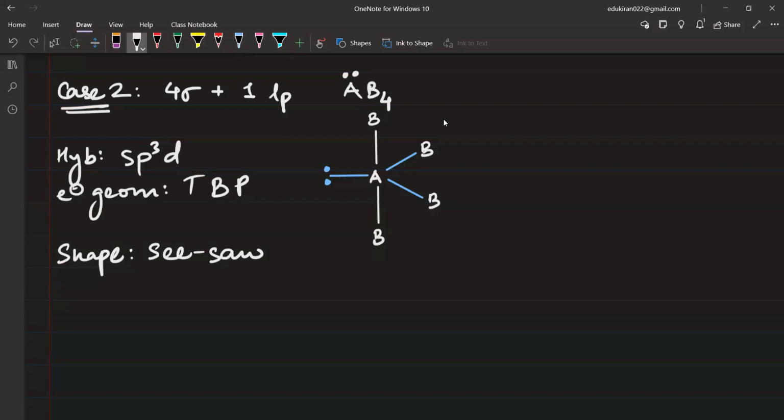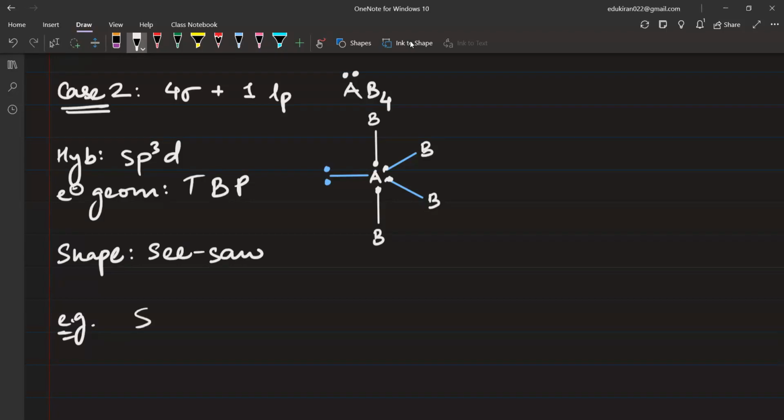Okay. Now let us talk about some examples. So if I talk about A, how many valence electrons does it have? 1, 2, 3, 4 are taking part in bonds, 5 and 6. So valence electron is 6. That means which group will it be? Valence electron is 6, so group 16, that means sulfur, for example.